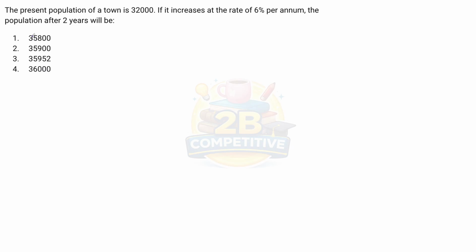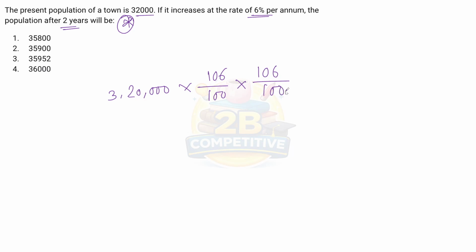Next, the present population of a town is 3,20,000. If it increases at the rate of 6% per annum, the population after 2 years will be? Very important. So in this, here we will use a short method, an easy trick. The present population is 3,20,000. Now it increases at the rate of 6% per annum. That means if the total is 100, the increased population will be 106. Again it increases, so that means again 6%. So this will be the population after 2 years.